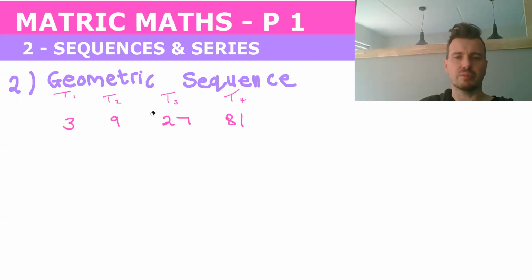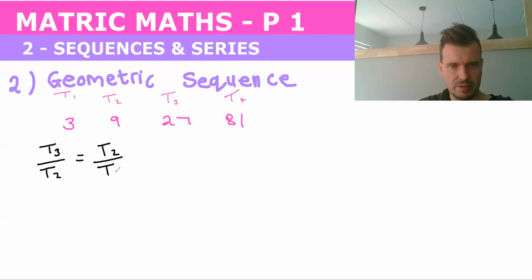Now, usually you can just look at them and see that they're geometric because this is going up by 3 each time. But we're going to just do the steps because it doesn't always look as obvious as it is in this one. So for a geometric sequence, we know that T3 divided by T2 equals T2 over T1. And this is just a fancy maths way of saying it's going up by the same ratio each time. So we could say R for ratio is equal to that.